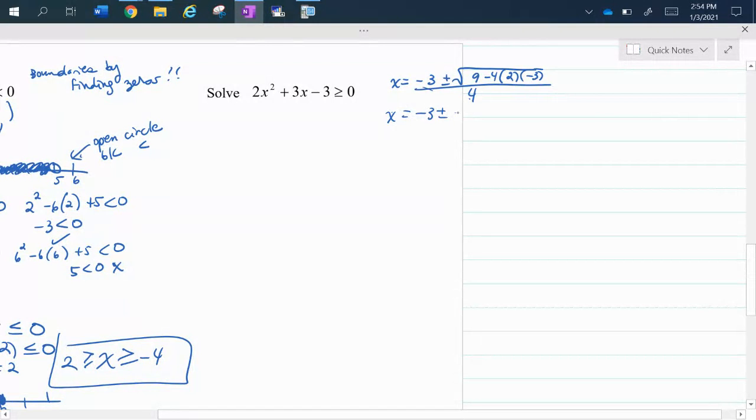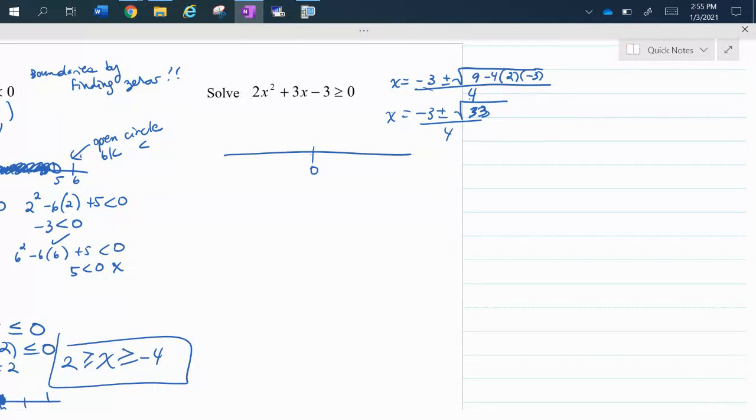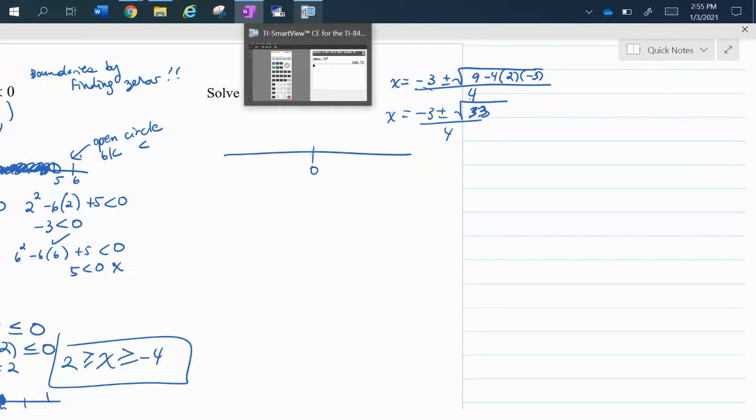So let's see, we get negative 3 plus or minus the square root of, that would be 8 times 3 is 24. So 9 plus 24, which is 33, all over 4. So we get two boundaries, once again. I cannot simplify the square root of 33. So they're already simplified. So I'm going to make a number line now, and I'm going to put these two boundaries on a number line. The problem is I don't know where they are in the number line. So I'm going to go to my calculator, and I'm going to put the numbers in and approximate.